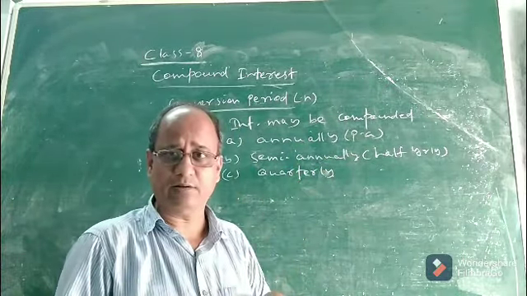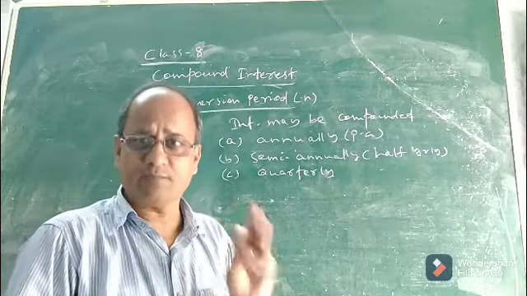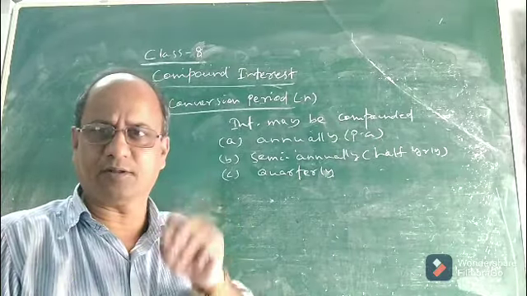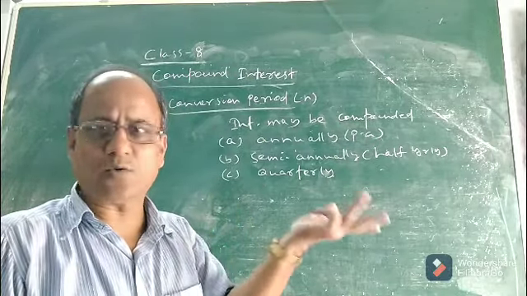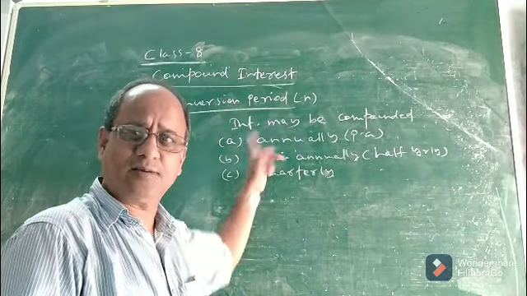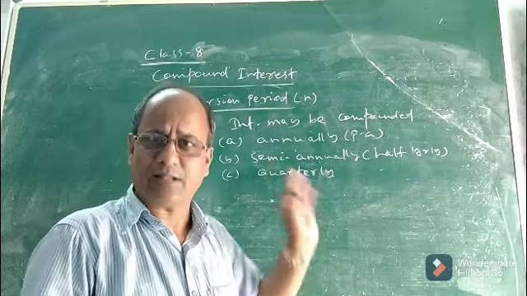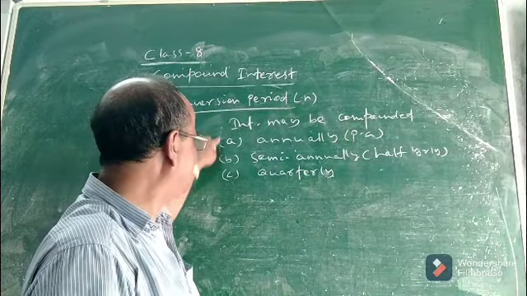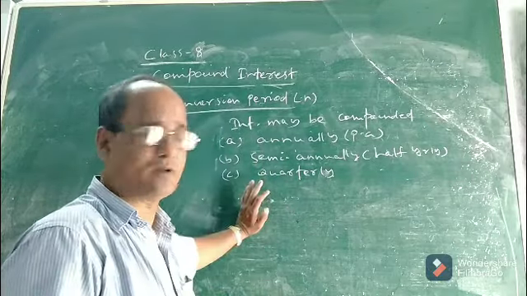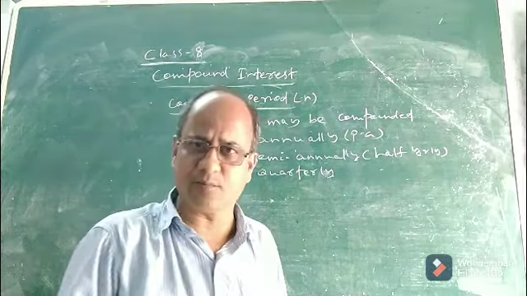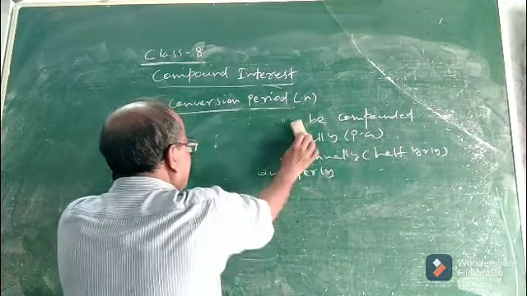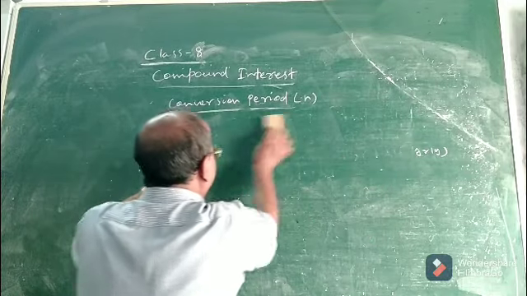Then what about quarterly? Quarterly means every 3 months. If the interest is payable every 3 months, one quarter means how many months? 3 months, because 1 year equals 12 months. So 1 quarter is 12 divided by 4, which is 3 months. In every 3 months, if the interest is payable, it is called quarterly. That means interest may be compounded annually, semi-annually and quarterly. If you understood this, you can easily understand what conversion period is. Now, before giving the definition of conversion period, let me give one example.